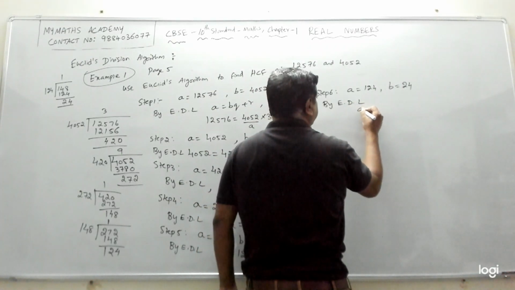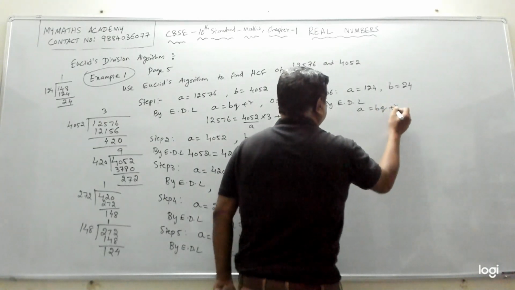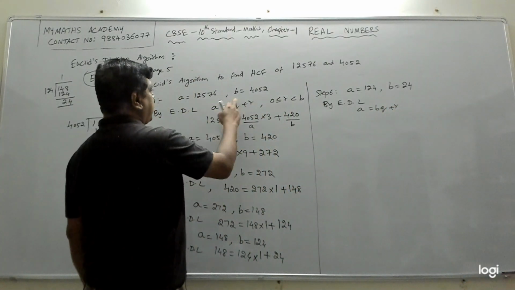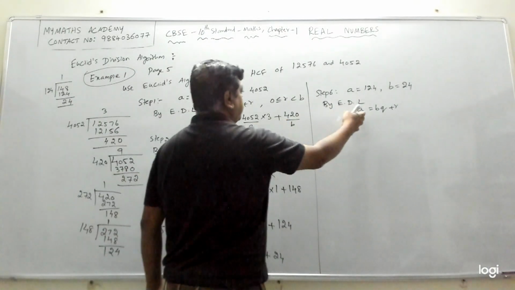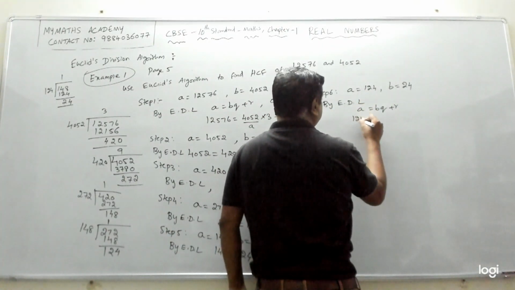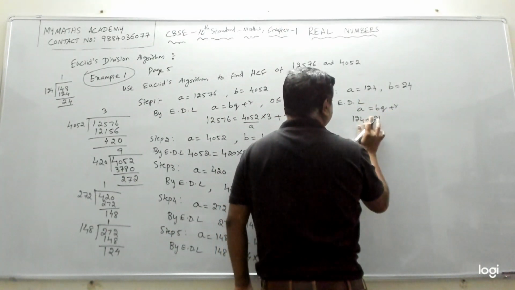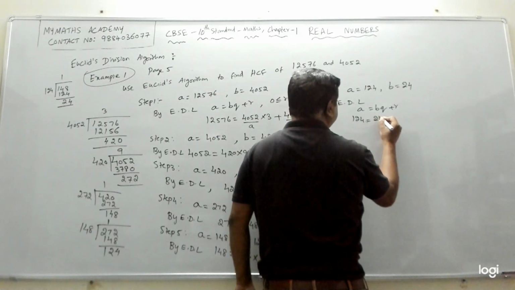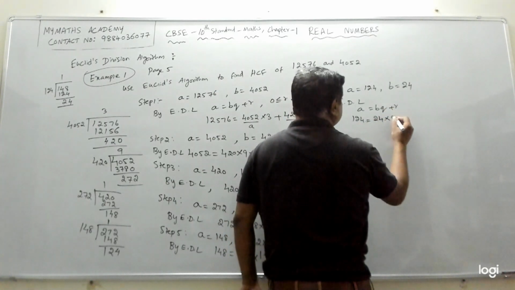what is the Euclid division lemma? A equal to BQ plus R. So I am not writing every time the same thing. Hope you can understand this. We are applying this. I am writing it here. A is 124, B is 24 into Q. Q we have to find.